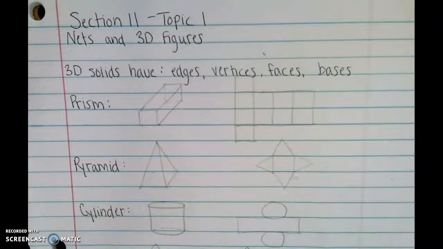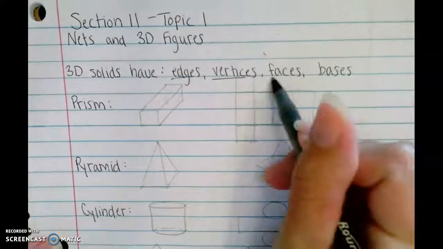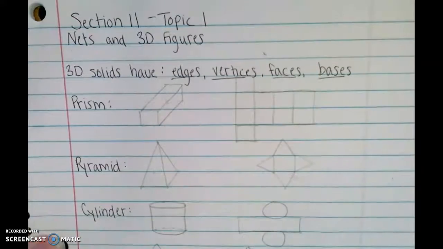In 11.1, we're starting the section on 3D figures. So this first topic is on nets and just introducing some of the vocabulary terms that we're going to be using when we're talking about our 3D shapes. So 3D solids, they have edges, vertices, faces, and bases.